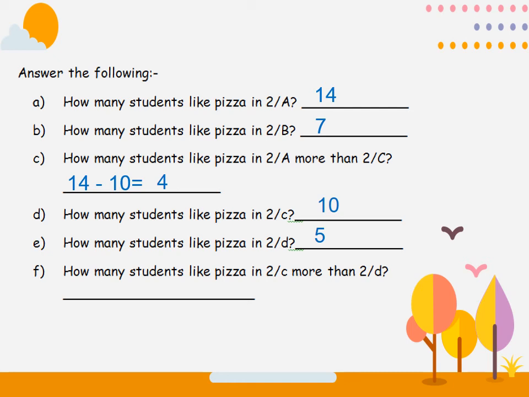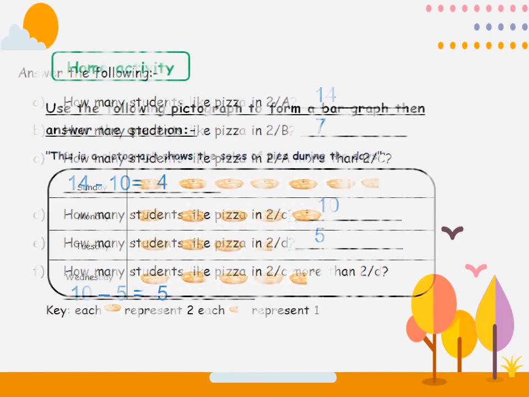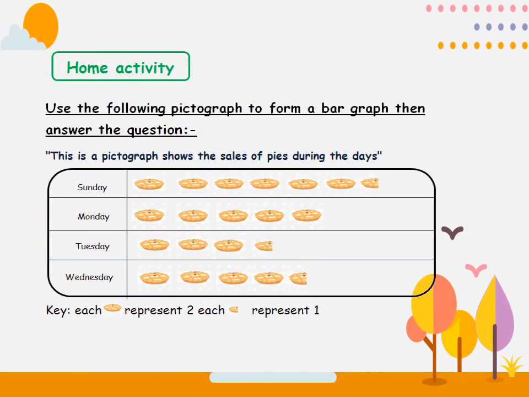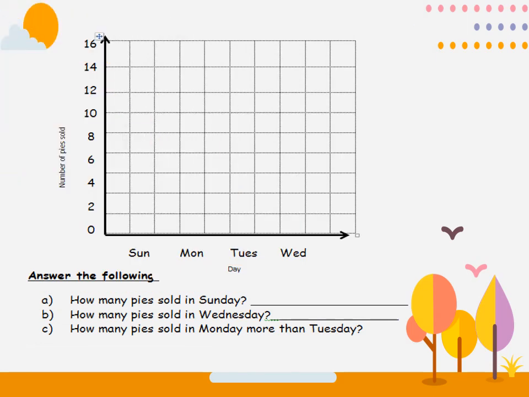And finally, how many students like pizza in 2C more than 2D? More than. This means we will use the minus sign. 2C, 10 minus 2D, 5. 10 minus 5 equals 5. Excellent, primary 2. Here is your homework. Look at this pictograph. Each pie represents 2 and each half of a pie represents 1. Count and draw the numbers on this paragraph. And then answer the questions, okay?